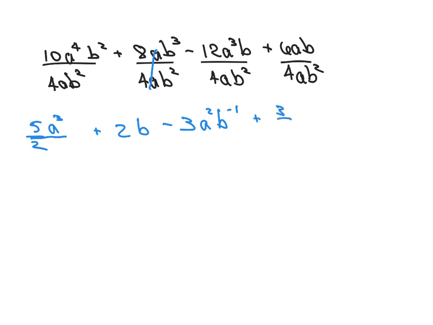6 over 4 is 3 halves. Whoops, that's not a half. The a's disappear, and we have b to the negative 1 there. All right, so whenever we have a negative exponent, remember we move it. It's just telling us that it's in the wrong place. It should not be in the numerator position. It should be in the denominator. So let's go ahead and move it to the denominator position here.